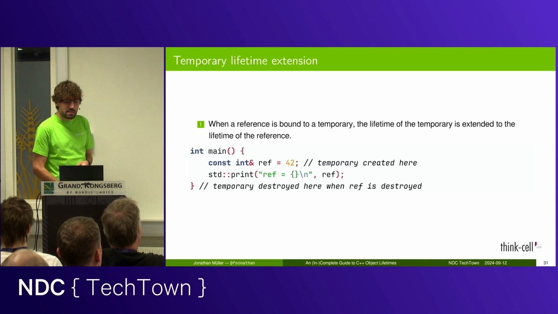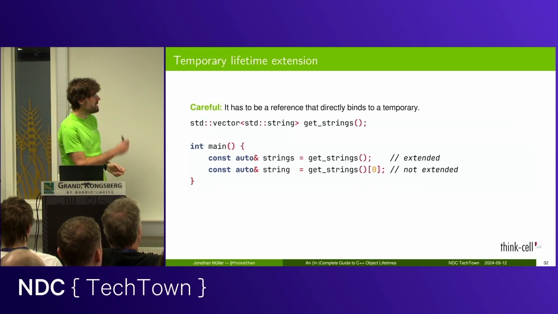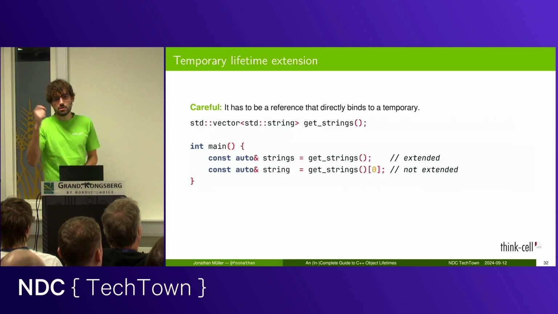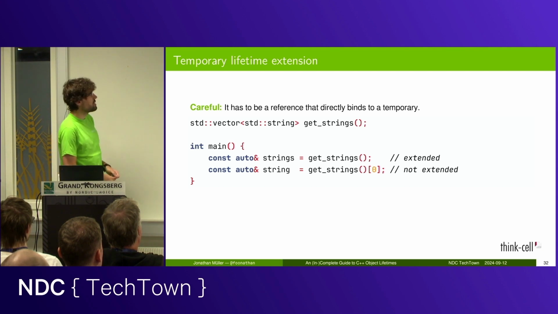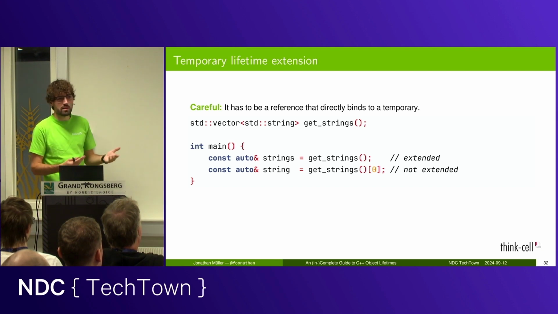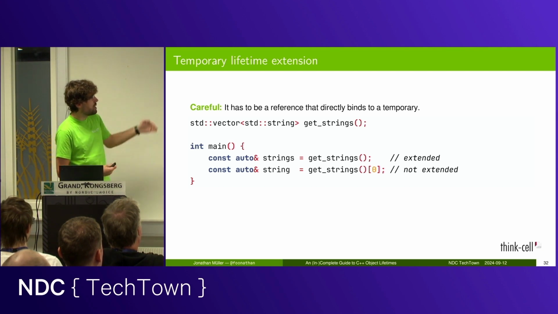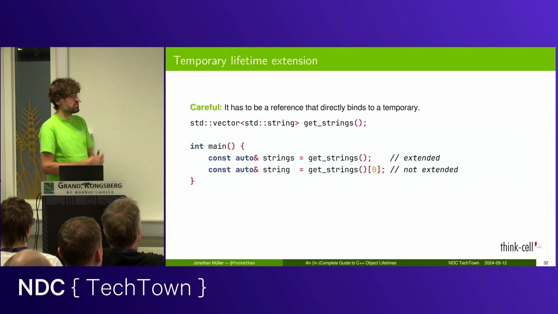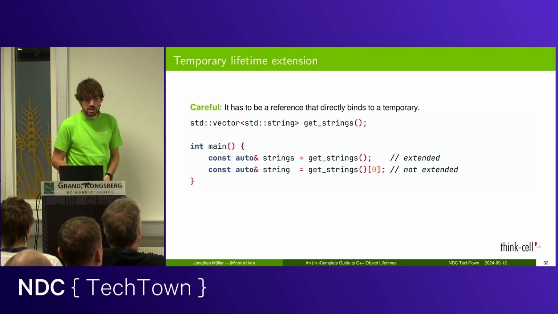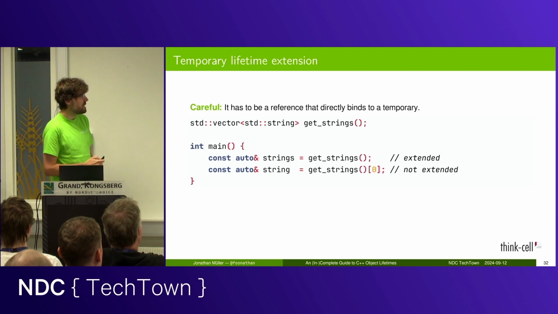While this seems nice, you have to be incredibly careful. It has to be a reference that directly binds to the PR value. So for example, getStrings returns a vector of string by value, which makes it a PR value. In the first line, we're binding the entire vector to a reference. Here, we're binding a reference directly to a PR value, so we get a temporary lifetime extension. We don't get it in the second line.